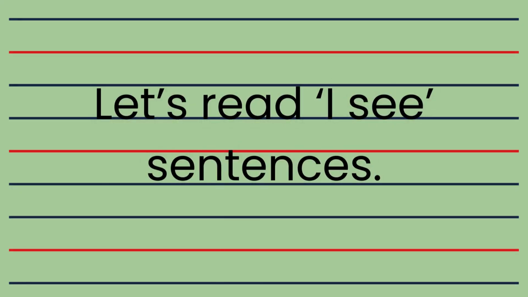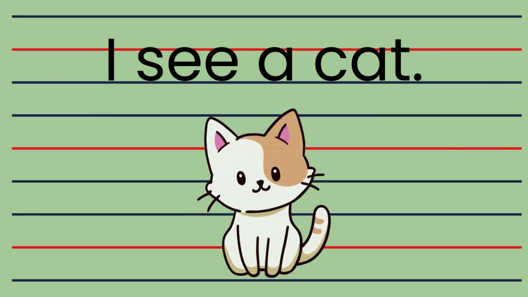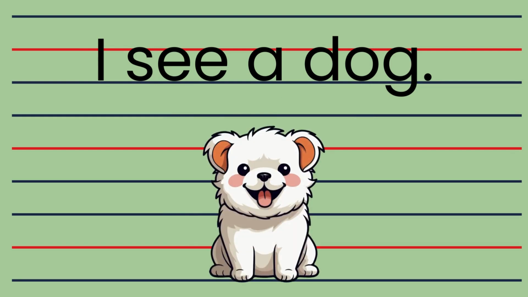Let's read simple sentences together with the words I see. I see a cat. I see a cat. Now, your turn. I see a dog. I see a dog. Now, your turn.